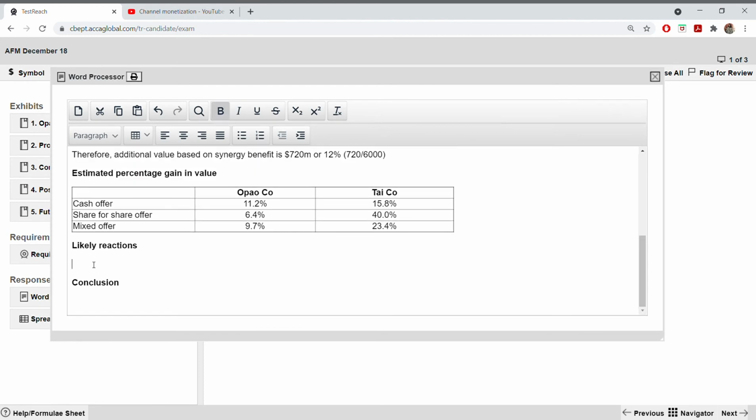You see? So I'm going to write here the likely reactions. This paragraph can be a bit long, okay? What will be the likely reaction, and the conclusion. So now I'm going to go a little quick because the main part is over, the calculation part is over, and I hope you know how to answer and all. So now we are going to go with the likely reaction.